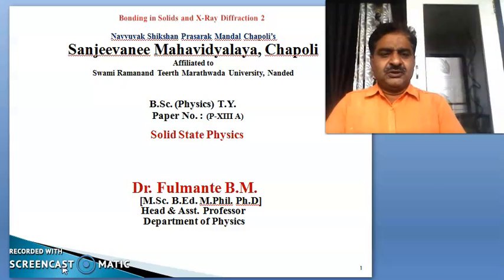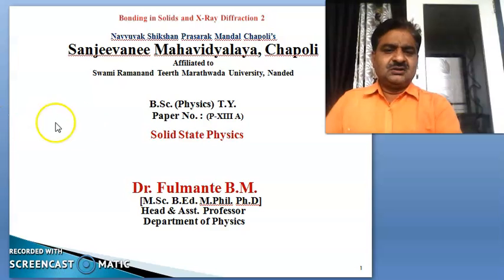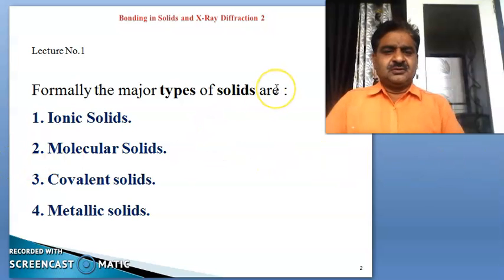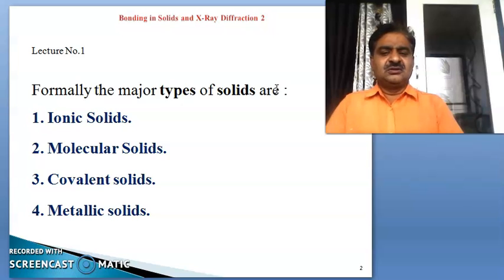In last lecture, what we have seen, I will revise in short. Then we come to this lecture number 2. In last lecture, we have seen there are major types of solids. Formally, the major types of solids are ionic solids, molecular solids, covalent solids, metallic solids, etc.